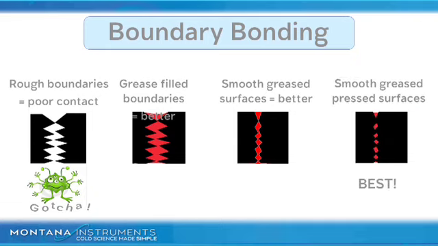The best way to do this is to have smooth, greased surfaces that are also pressed. Now you see the points of contact are much larger and the surface area at each one of those contacts increases with the force. You also have a smaller interface for the grease and a smaller distance for the heat to transfer through the grease.